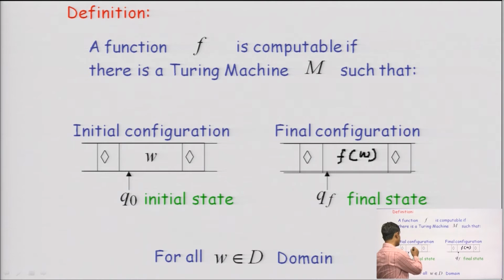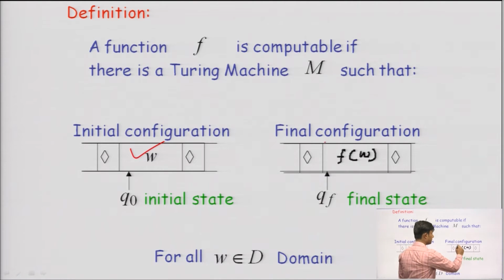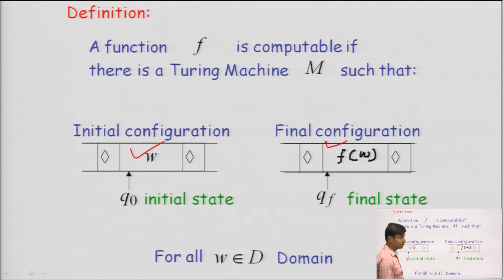So, this is the initial configuration, we have w, then after that the final configuration is f(w). So, this is for all w belongs to D, the domain. We have to design a Turing machine. We have some final state and initial state. We have to start from the initial state and read all the input alphabet on the tape. If you want, you can modify as per requirement. Then you have to reach the final state. Then this is accepted. This is the way you have to design the Turing machine.